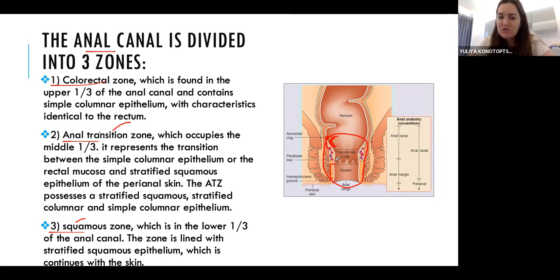The second zone is transitional. Here, the epithelium is more or less starting to change. It starts to already become stratified squamous, so soon it's going to be keratinized, right? Why do they call it hemorrhoidal zone? Because in the wall, in this area, you can see that there are some veins here. And these veins are called hemorrhoidal veins.